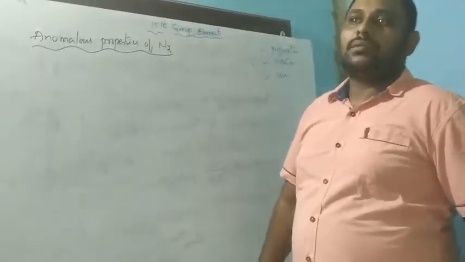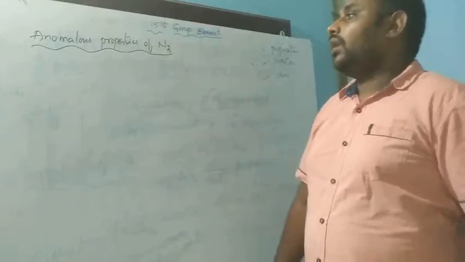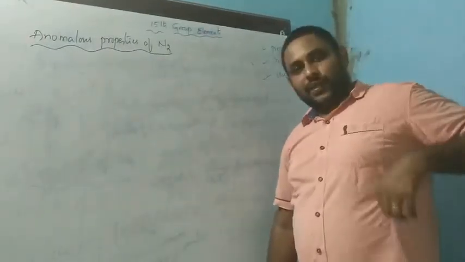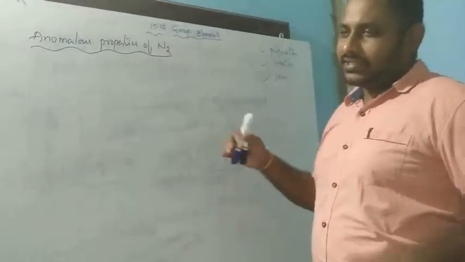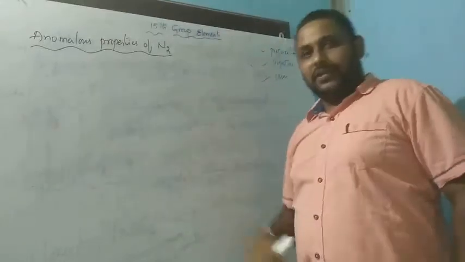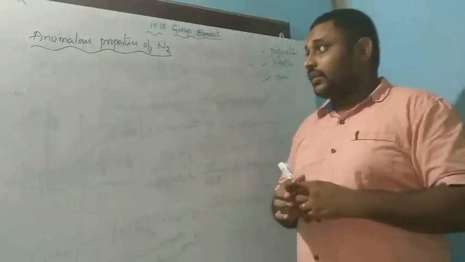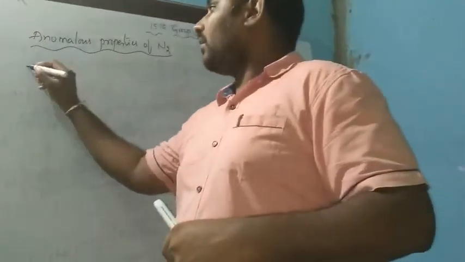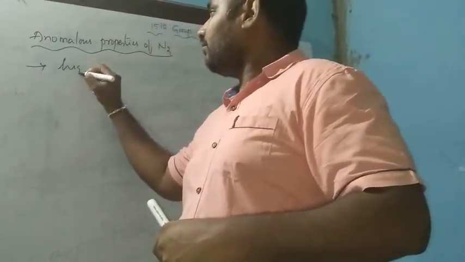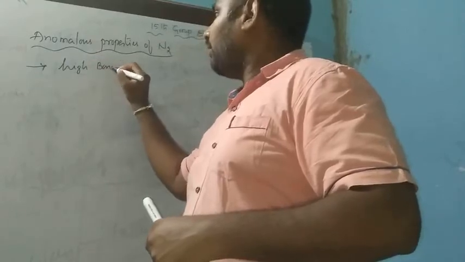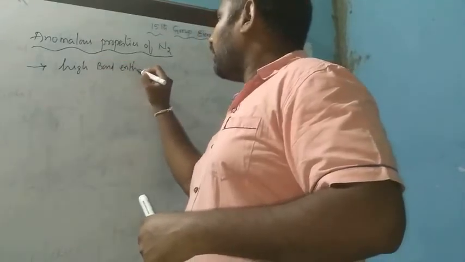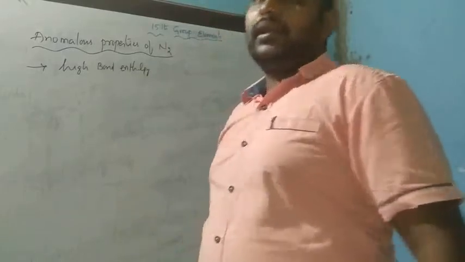Start. Next, come to the properties. Here, anomalous properties of N2. Compared with other elements in that group, N2 is different. Why is N2 different? First, high bond enthalpy. Next, small size. Next, high EN and EA.